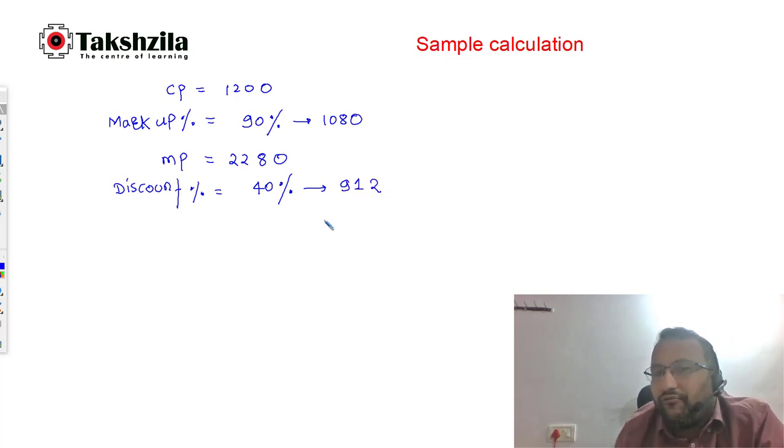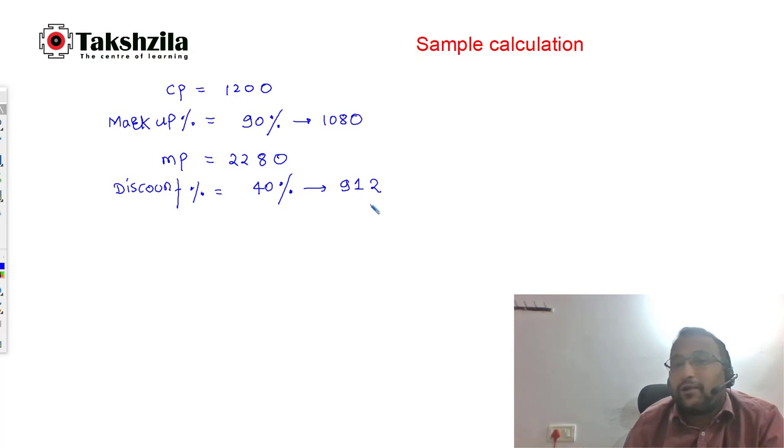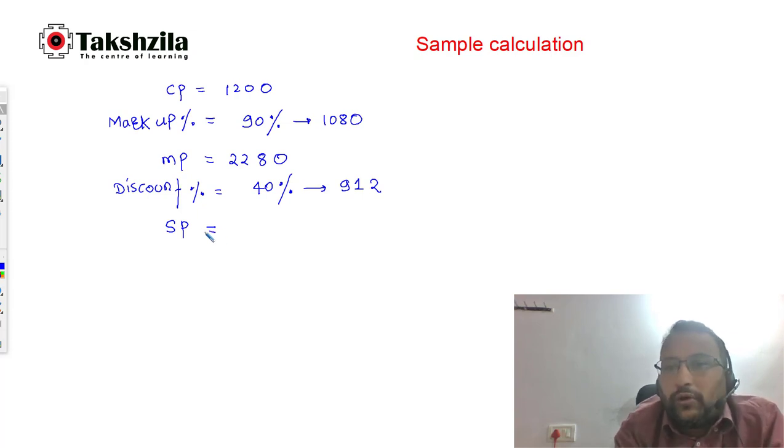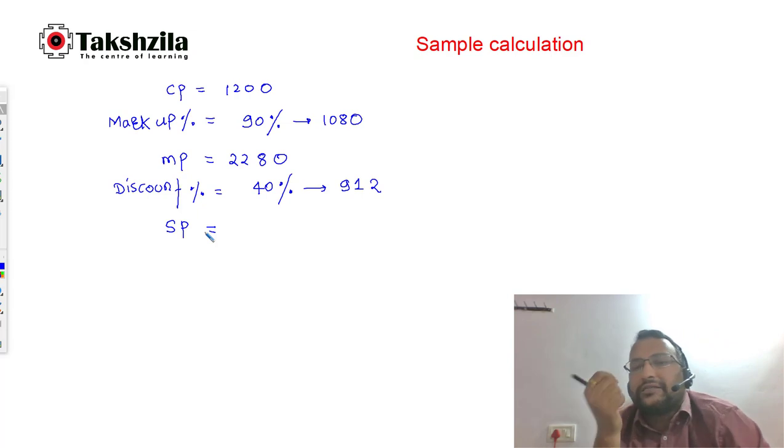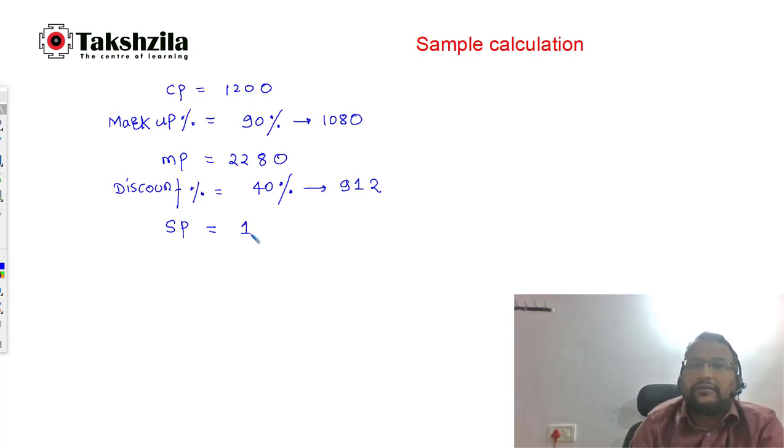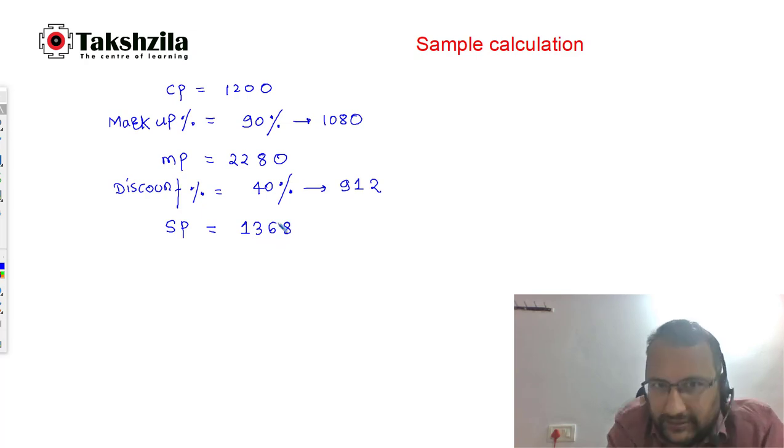This is the discount value. So we are going to subtract this discount from the mark price, and we will get the selling price. So the selling price is going to be 2280 minus 912. So 22 minus 9 is 13, and then 1368 becomes the selling price.